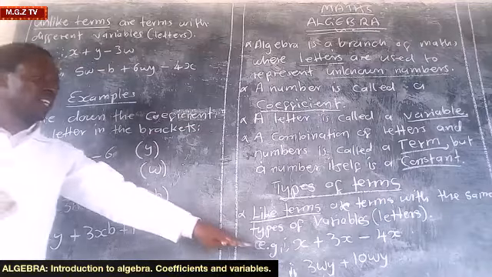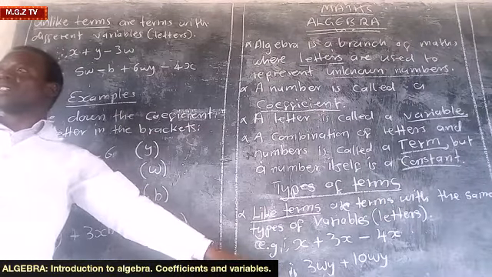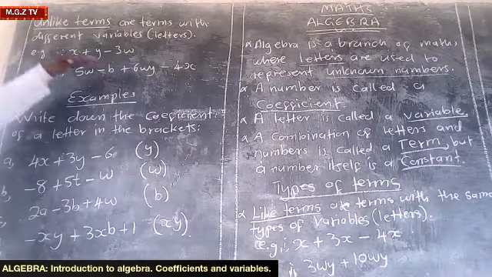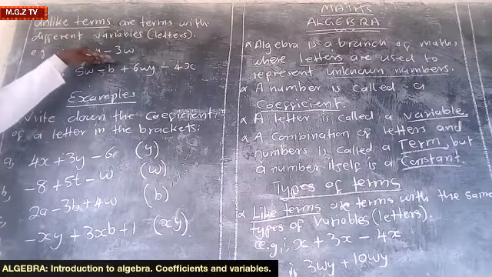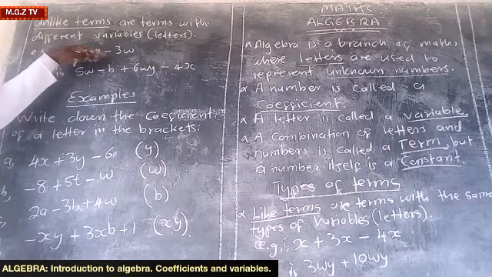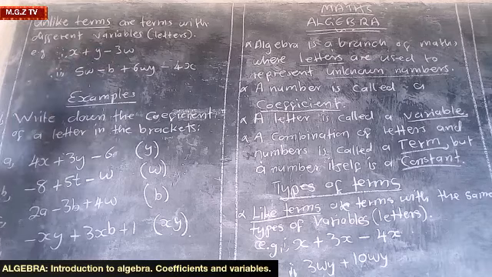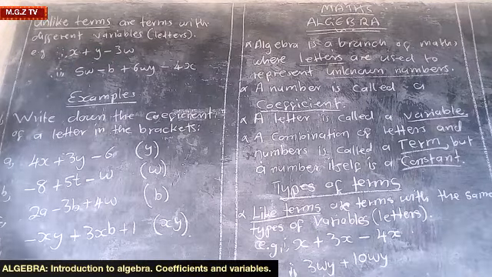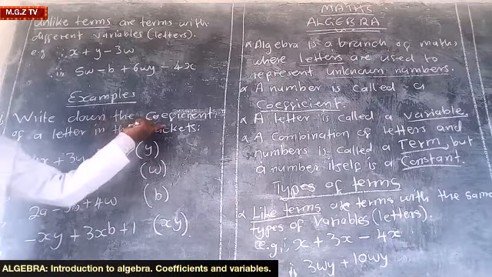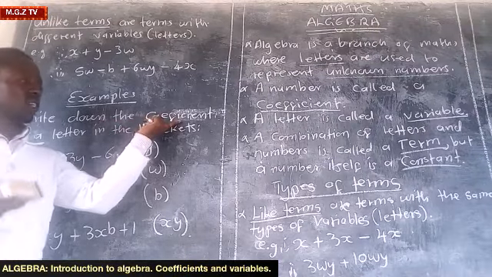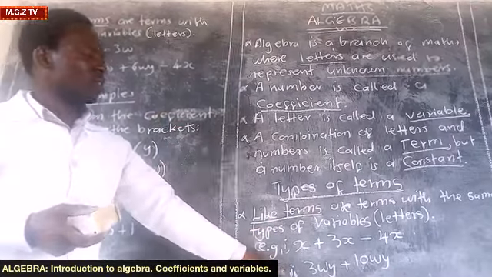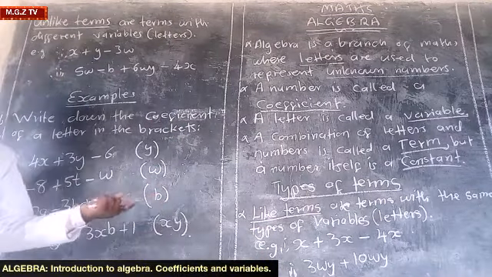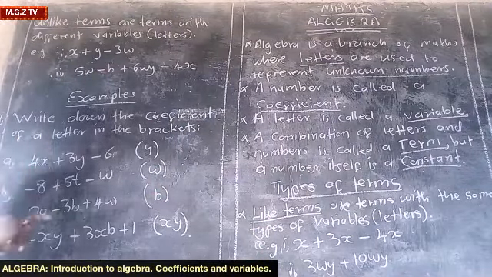So where letters are the same, we can add or subtract. Where letters are different, we cannot do anything, we just end there. So we shall see as we move. The example that we have here is about coefficients. I want to understand how this will work and how it can help us.